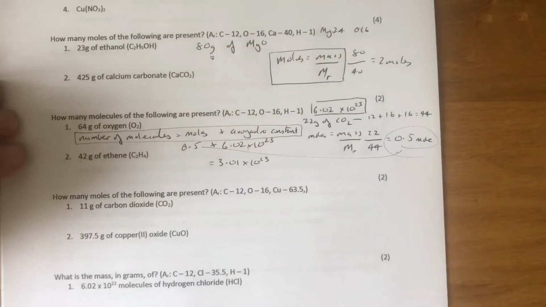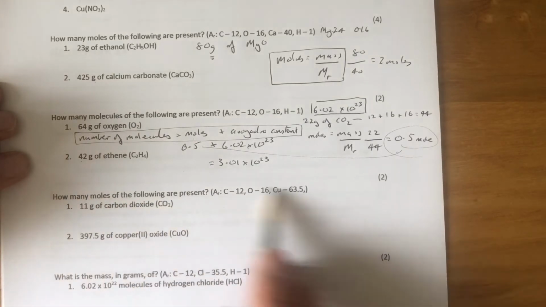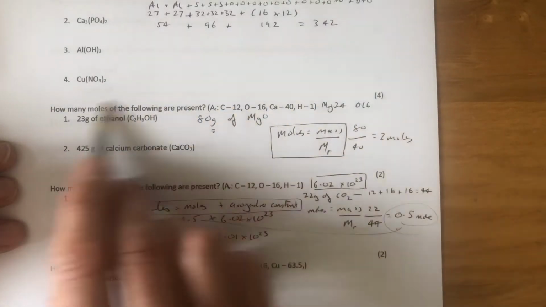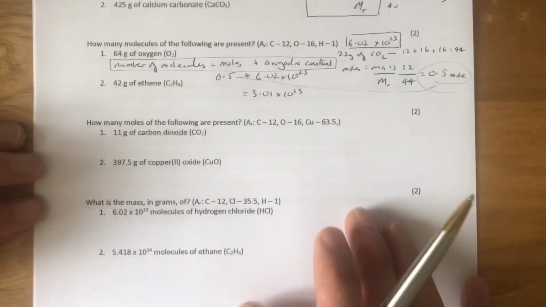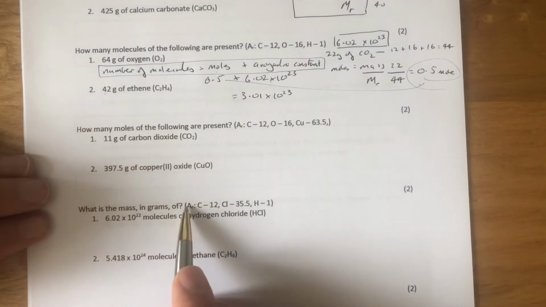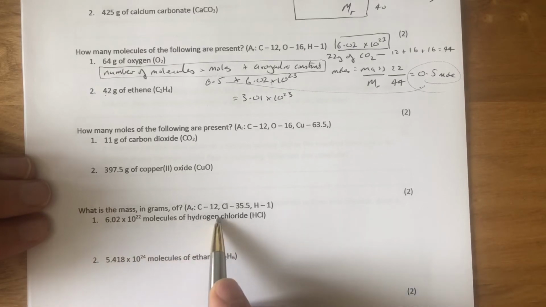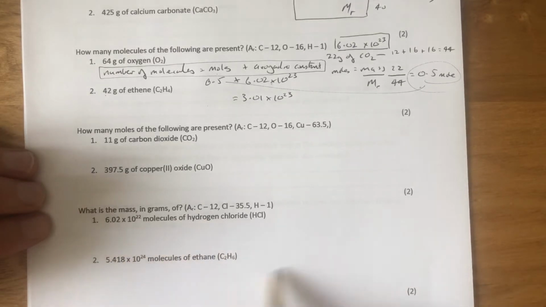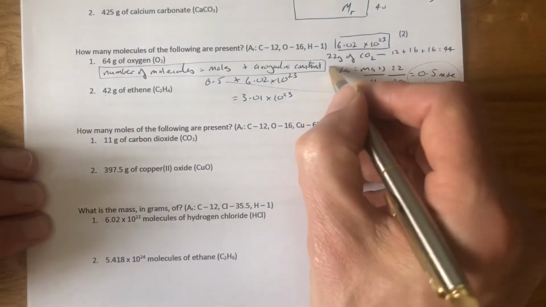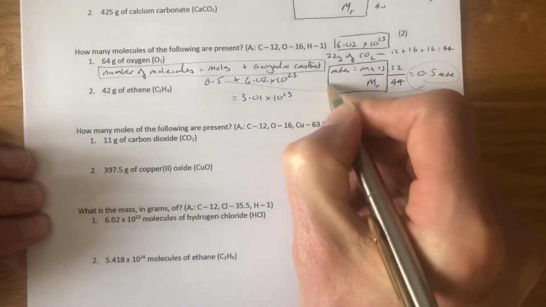Next question. How many moles of the following are present? Well, this question here is identical to this question here. It's just more examples. Okay, that formula. Final question. What is the mass in grams of 6.02 times 10 to the 22 molecules of hydrogen chloride? For this question, we're going to use the exact same formulae we used in this question. We just need to rearrange both of them.